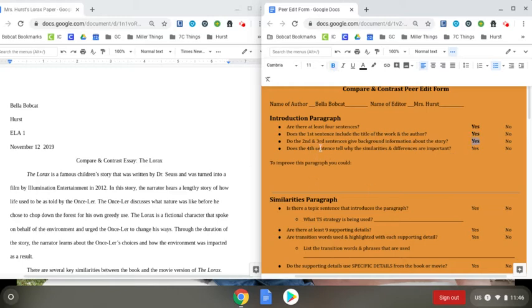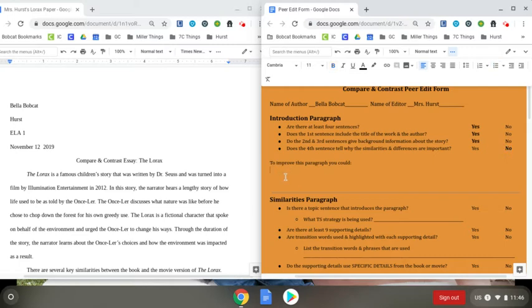Then it says, does the 4th sentence tell why similarities and differences are important? Well, if I jump here, the Lorax is a fictional character that spoke on behalf of the environment and urges the Once-ler to change his ways. That doesn't mention anything about similarities or differences. So for Bella, I'm going to say that's a no.